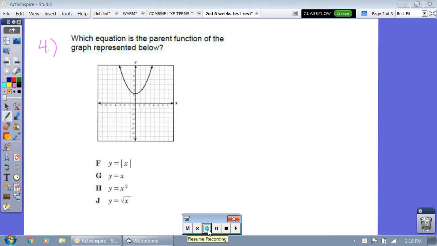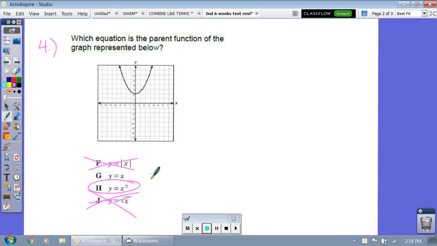Number 4, which equation is the parent function of the graph below? We just answered that. This is a quadratic. We don't deal with F, and we don't even deal with J. So I can graph both of these. We already said y equals x is the line.